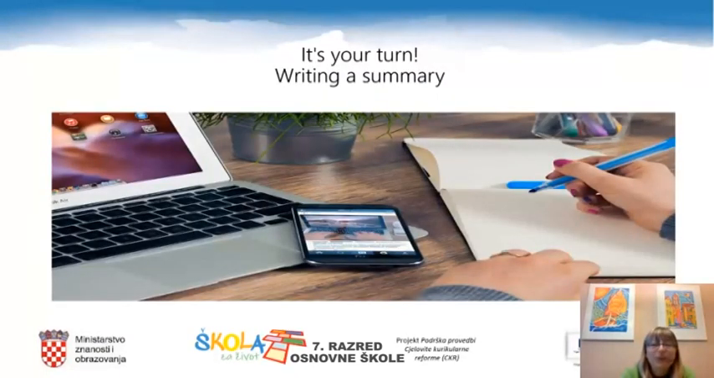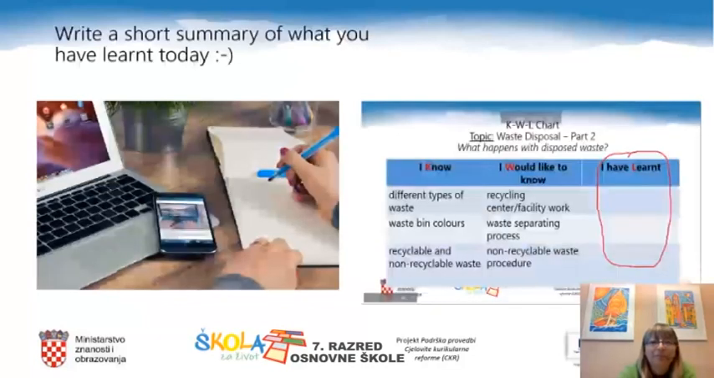As you can see, we have come to the part it's your turn. It is connected with writing a summary. And what is your task? Well, your task is to write a short summary of what you have learned today. For this activity, you will need your KWL chart again, but this time please write in the third column, I have learned. This column is circled red in the photo.